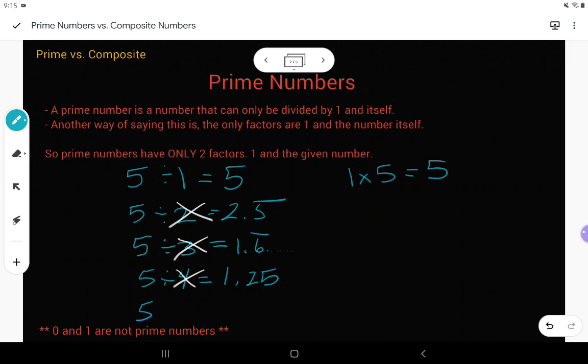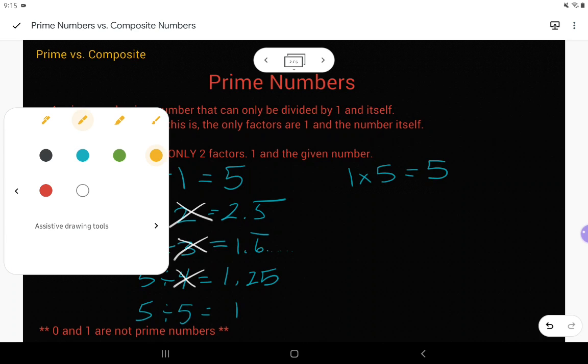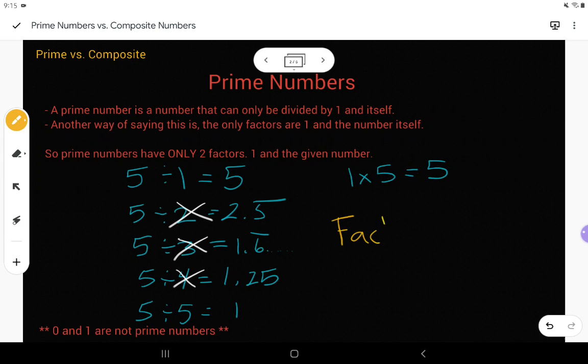And then the next number we would try is back to 5 itself. That's the number itself again. And so we find, well, 5 is a factor and 1 is a factor, but we already did those. The factors for 5 are only 1 and 5. This number has only 2 factors, 1 and the number itself. Those are the only factors. That means that this number is what we would call prime.